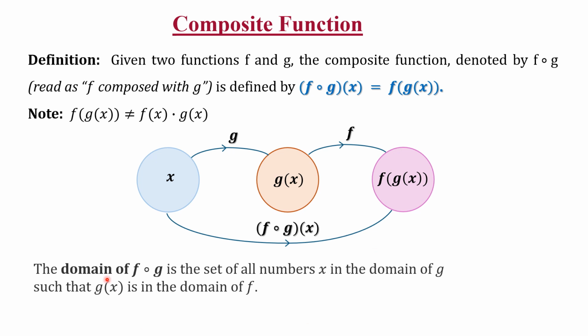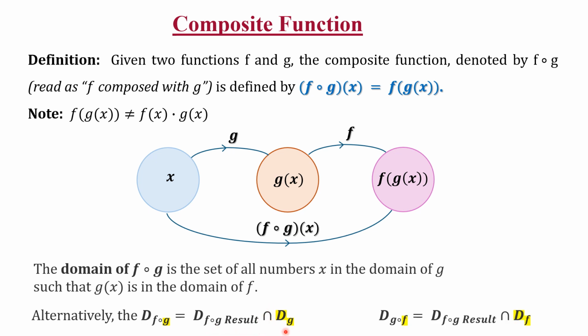The domain of f circle g is the set of all numbers x in the domain of g such that g of x is in the domain of f. Or, in another way, the domain of f circle g is equal to the domain of the result of composition of function intersection with the domain of g. Or, if we find the domain of g circle f, it is equal to the domain of the result of the composition of function intersection with the domain of f.